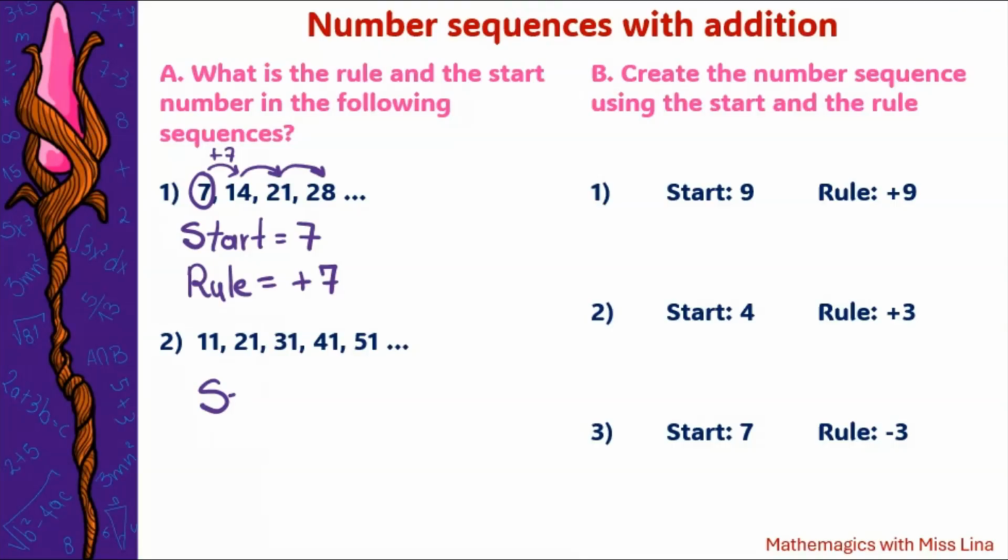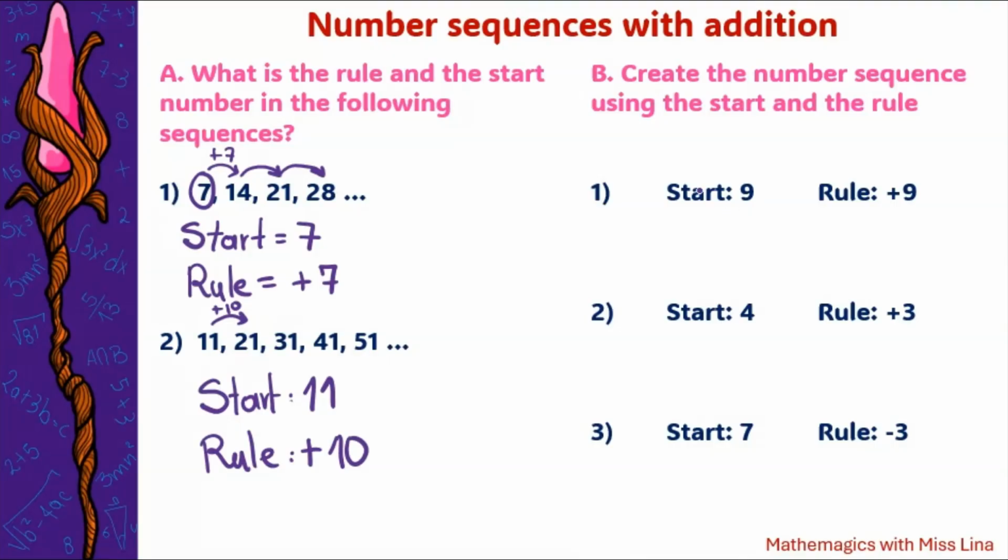In this one again, the start is just the first number, 11. And the rule, in this case, is to add 10. 11 plus 10 is 21, plus 10 is 31, plus 10 is 41, plus 10 is 51. So yes, the rule is to add 10.